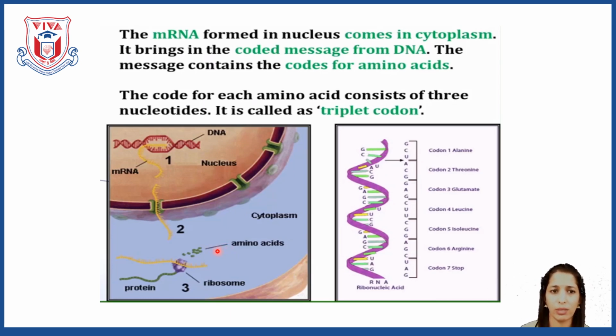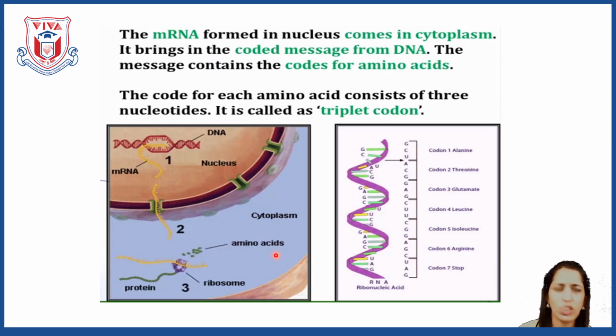amino acids. This code for each amino acid consists of 3 nucleotides. One code has 3 nucleotides, and that is called a triplet codon. Now here you can see this mRNA, it has triplet codons. A group of 3 nucleotides is one codon, that is called a triplet codon. So this mRNA can have the codes for the amino acids.